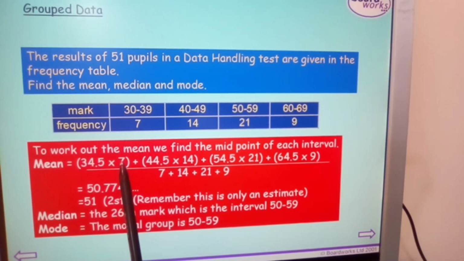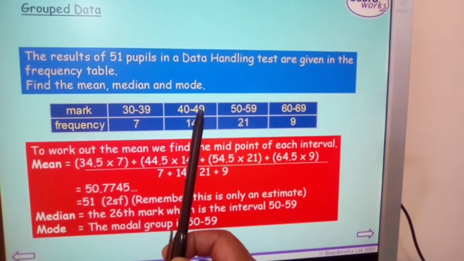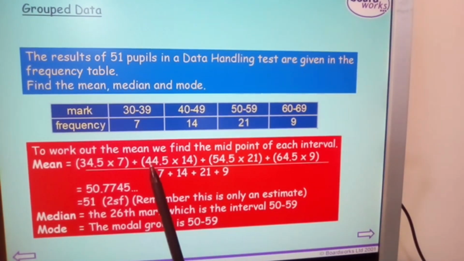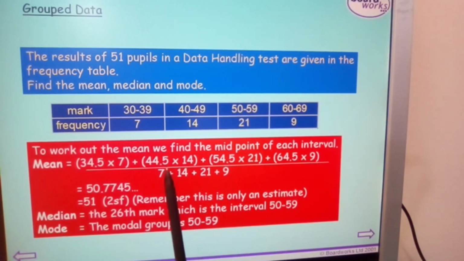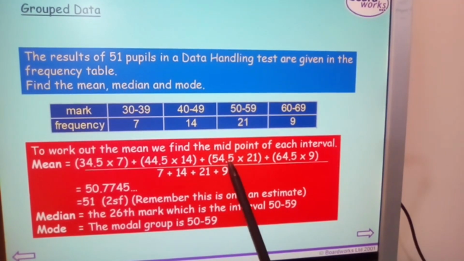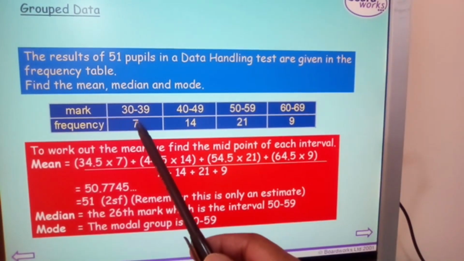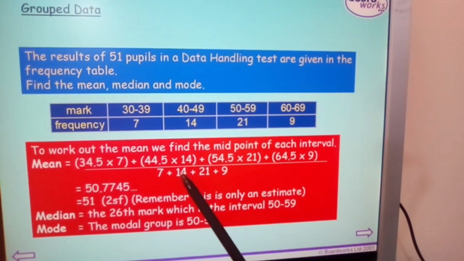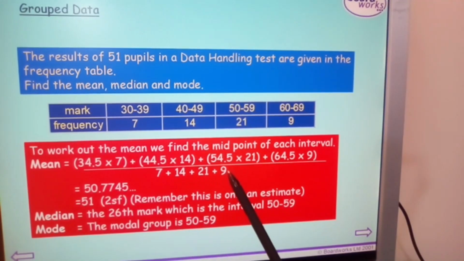The same thing here. That gives you 89 divided by 2 gives you 44.5 times 14. And the same thing here. As you go on, same thing applies. Now, what you then have is 7, 14, 21, 9. You add these together.